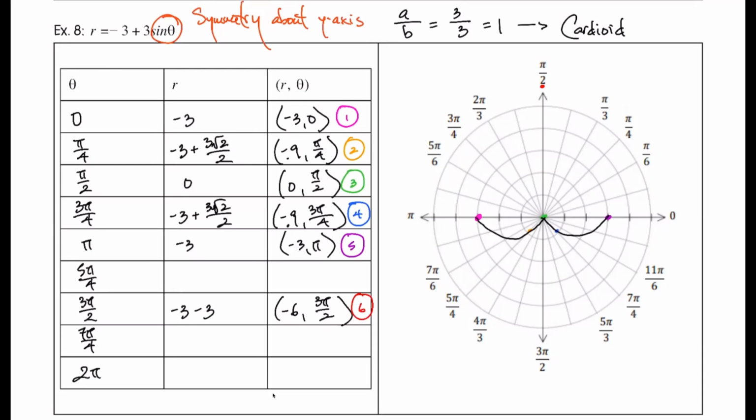I could plot the other points right now. I could find what R is when theta is 5 pi over 4, what is R when theta is 7 pi over 4. I could find all those other points, but I actually think that one point gives us enough to sketch with symmetry, because all we need to do is connect this part up to that red point and then kind of come back around.